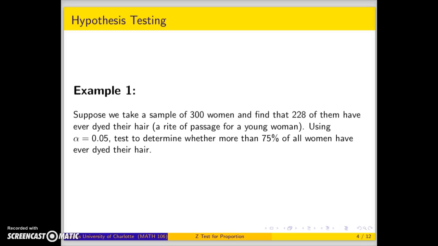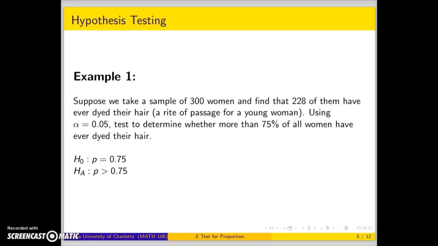So here's an example. We have a sample of 300 women and find that 228 of them have ever dyed their hair. And using a 0.05 significance level, we want to test to determine whether more than 75% of all women have ever dyed their hair. And just a note, like the confidence interval, one way you know it's a proportion test is because you have x out of n. So in this case, it's 228 out of 300 women.